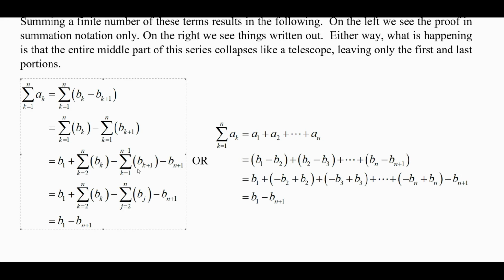Okay, but another way to rewrite this is, say, from j equals 2 to n, where j is k plus 1.